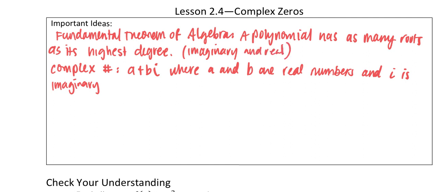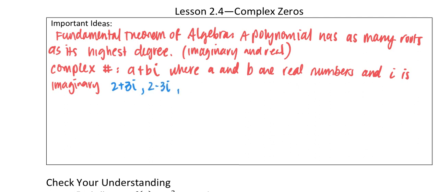So you can have a mix. You can have some imaginary, some real. But always, the imaginary roots come in pairs. Oh, but an example of a complex number is like 2 plus 3i, or its conjugate pair would be 2 minus 3i.